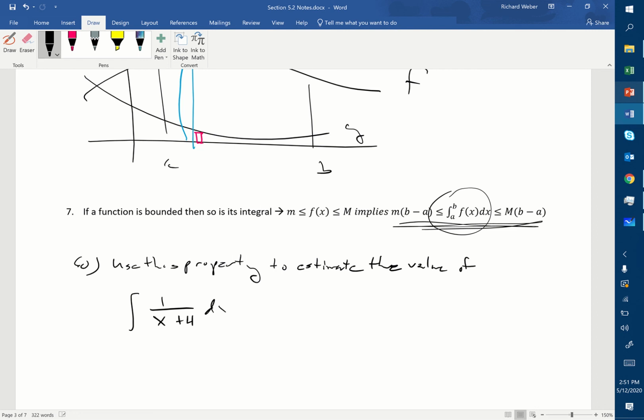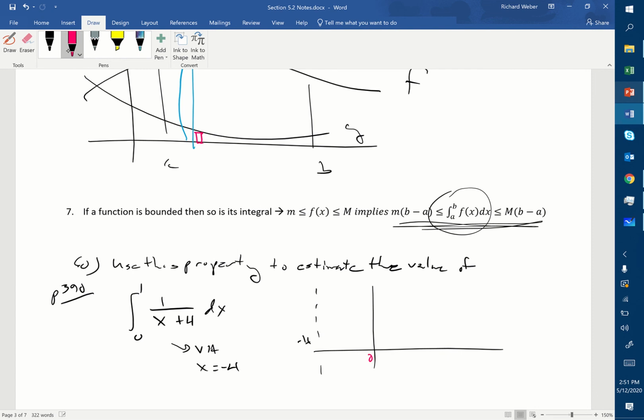And the limits are, in this case, important. It's from 0 to 1. This is page 390, by the way. So it takes a little bit of knowledge of the curve itself to know what's going on. This function, of course, has a vertical asymptote at x is -4, but I don't think that is going to come into play, because they're asking us to integrate from 0 to 1, this region right here.